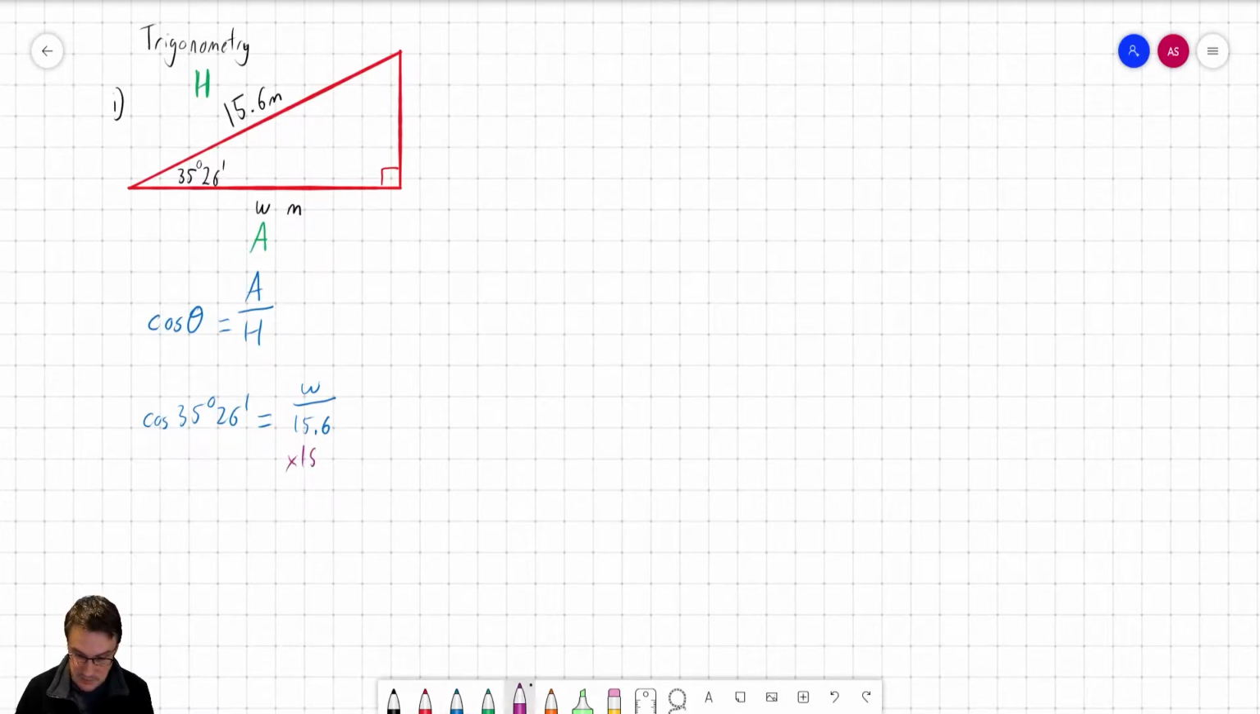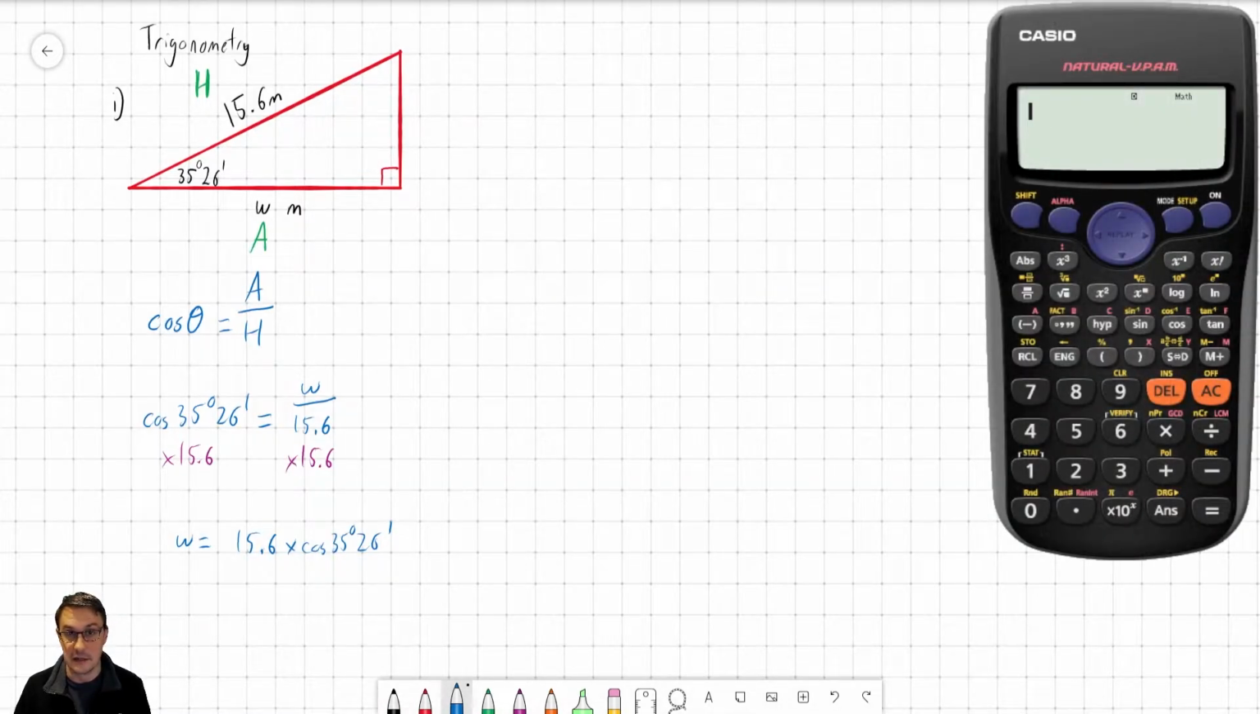So what I'm going to do is multiply both sides by 15.6. That's going to move that 15.6 to the other side and leave just W by itself. And so what we're going to have then is W is equal to 15.6 times cos 35 degrees and 26 minutes. Now, from here, we need to type this into our calculator. So using the calculator, we're going to type 15.6 times cos of 35 degrees, 26 minutes. I'm just going to close the brackets here and press equals.